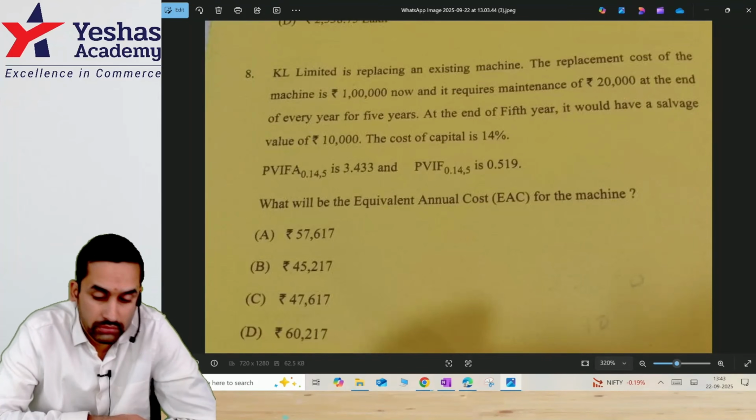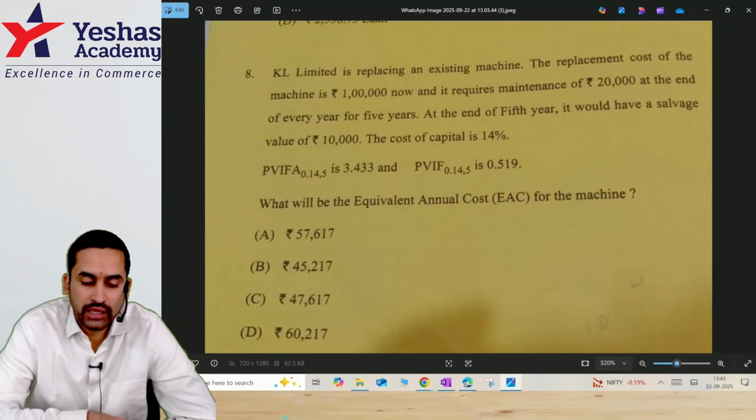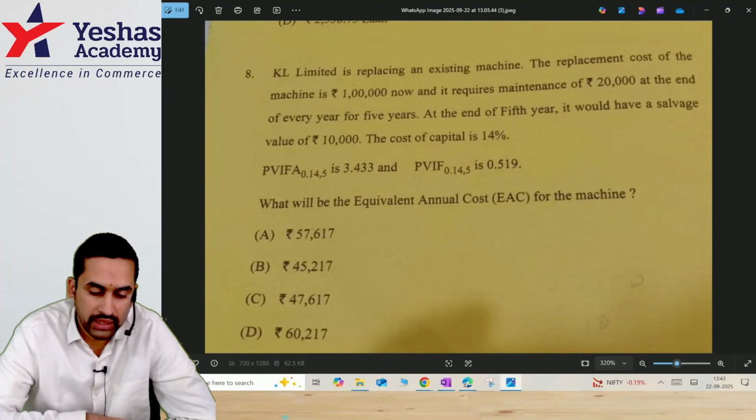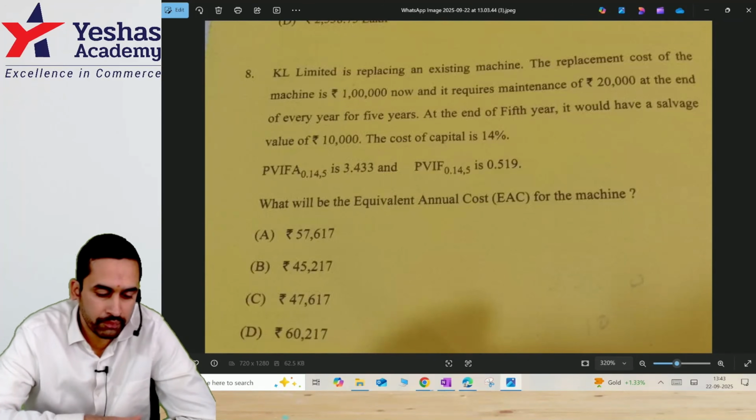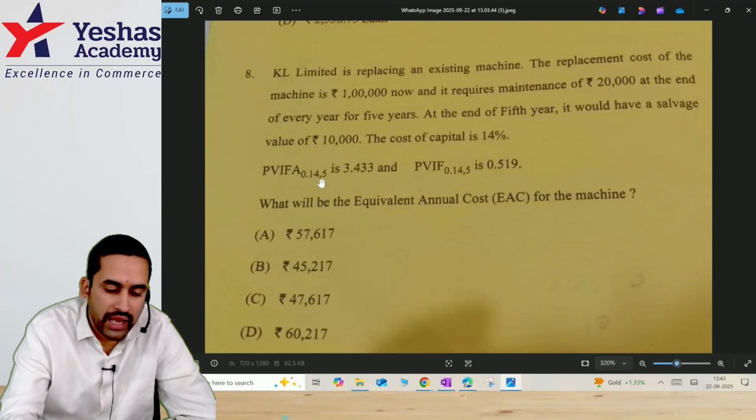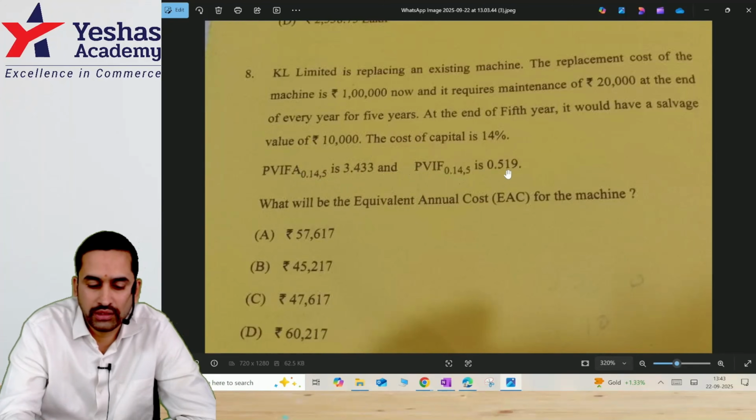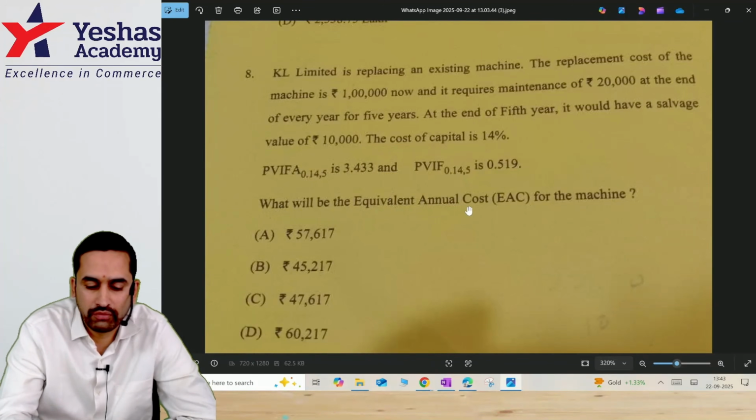Last question in FM. K Limited is replacing an existing machine. Replacement cost of the machine is 1 lakh now, and it requires a maintenance of 20,000 at the end of every year for 5 years. At the end of 5th year, it would have a scrap value of 10,000 rupee. Discount rate is given. PVIF A, when they say annuity for 5 years, PVIF 5th year, this is for scrap value. What will be the equivalent annual cost for the machine? So you have year 1 outflow, year 2, year 3, year 4, year 5. All repair and maintenance cost, cash outflow. And then 5th year you have cash inflow. That's why they said cost here.